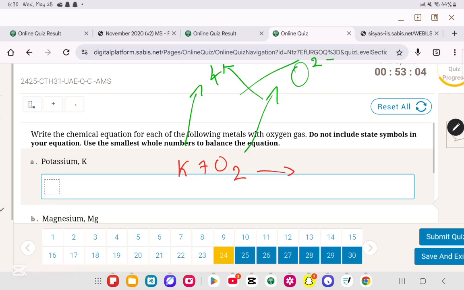Now you have to do the crisscross method. You guys should know how to do the crisscross method. After doing the crisscross method, it is K2O. Now very simply, you have the product form. So K plus O2 will form K2O. As you can see, it's not balanced, so you'll have to put a 2 over here. And again, it's not balanced, so you'll have to put a 4 over here.